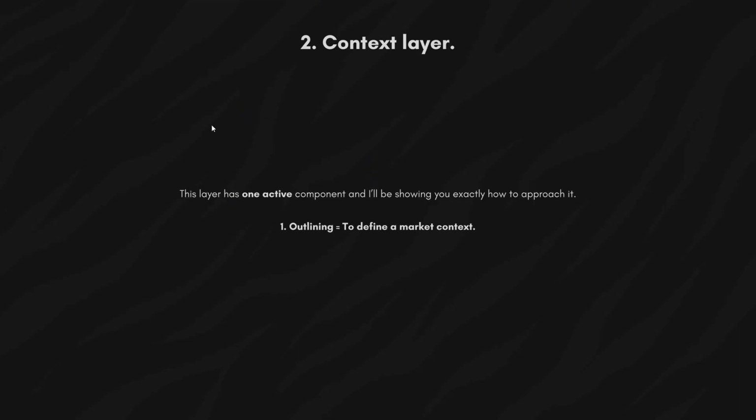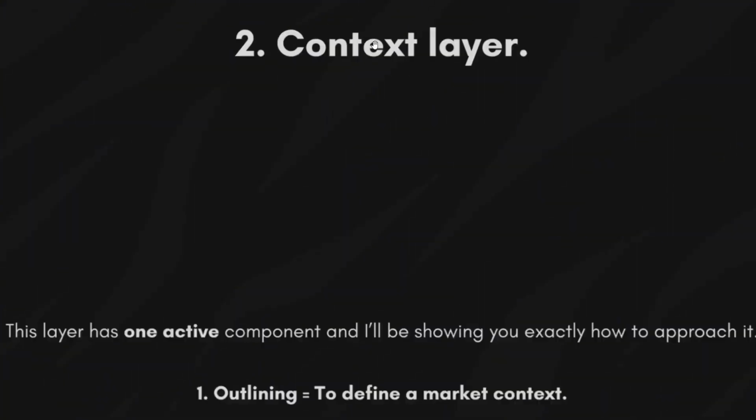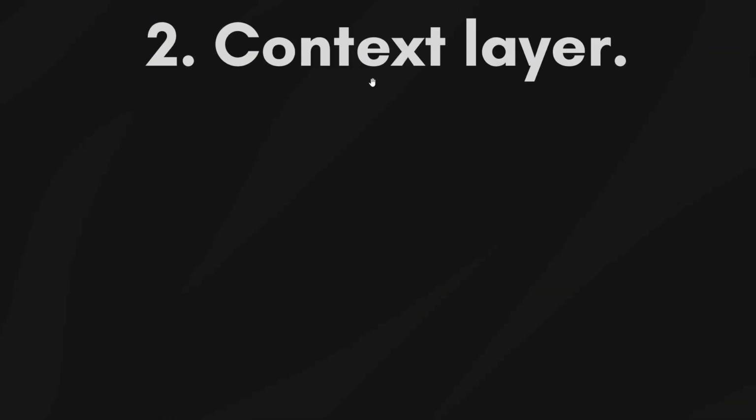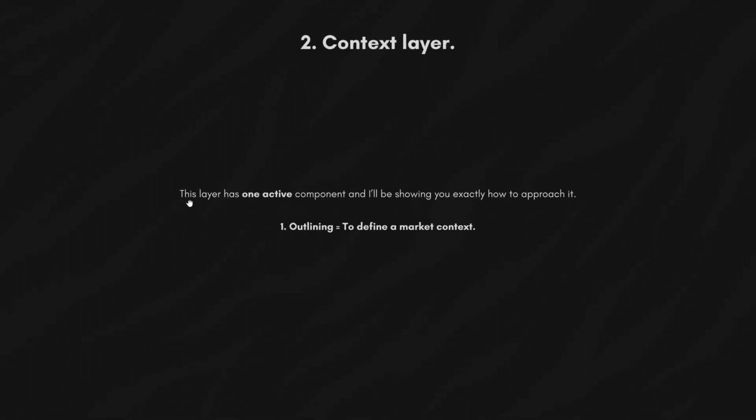So now that we've gone through the directional bias layer and its procedural frameworks, both for the structure and the narrative component, let's now move on to the next piece of the access framework, which is the context layer. Now this layer is a lot more straightforward. Within this layer, we just have one active component, which is outlining. And all that really means is that we are defining the current and the most recent market context through a dealing range and key levels on the intermediate time frame, which is obviously the 4-hour time frame.